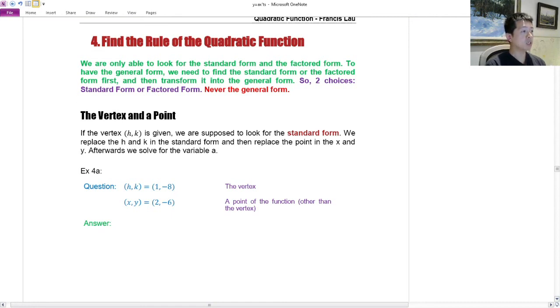Now, we are only able to look for the standard form and the factor form. To find the rule, we can only find the standard form and the factor form. To have the general form, we need to find the standard form or the factor form first, and then we transform it into the general form. So we have two choices, standard form or factor form. Never the general form. So remember that, okay? Never the general form when we look for the rules. This is only for Sec 4. I know that some schools will ask you to find the general form using 3 equations, but this is not in the scope of high school here.